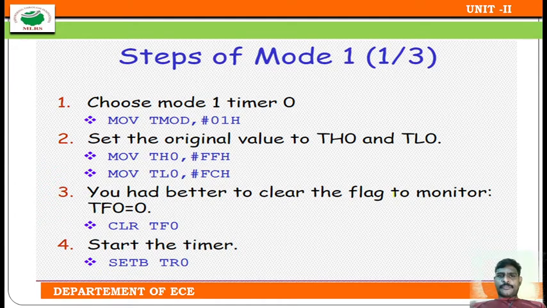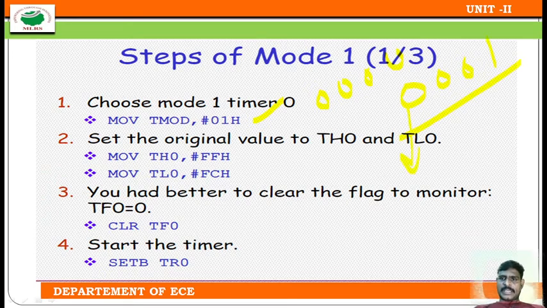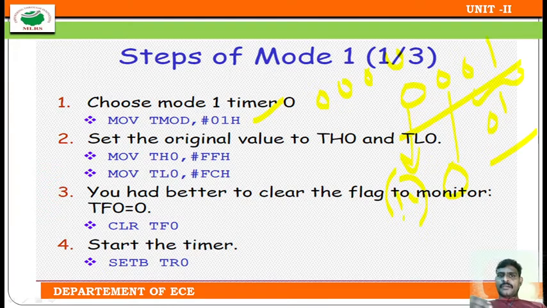These are the few steps to write a program. First you need to choose the mode. I am choosing mode 1 in the case of timer 0, so I set TMOD to 01H. We already discussed how to set TMOD: 0000 0001. This means the gate is 0, so I am using the internal gate; timer 0 with mode 1. So I have loaded the mode of operation and which timer is to be used into the TMOD register. That is the first step.